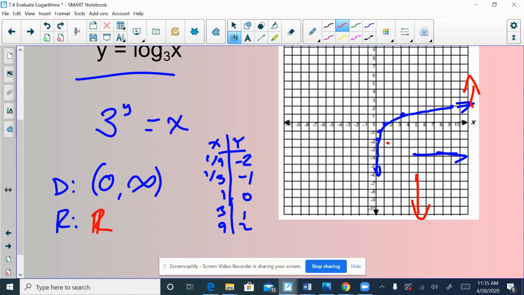This is going to be different than what we're used to. We've seen lots of graphs that have all reals in the domain and then a restricted range, but this graph, because of the way that we did the x's and the y's, the behavior of it is going to be opposite in a lot of ways.